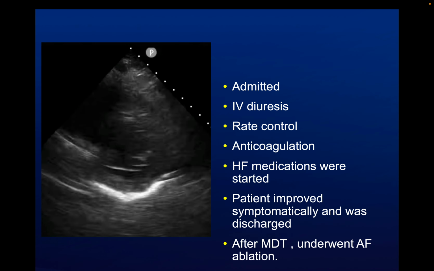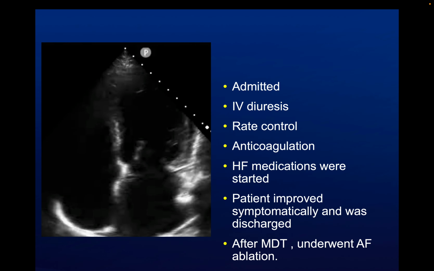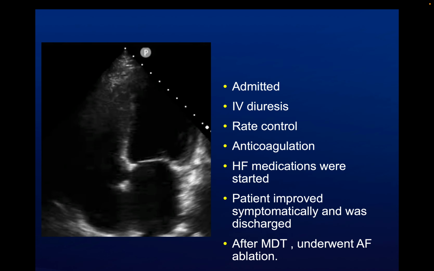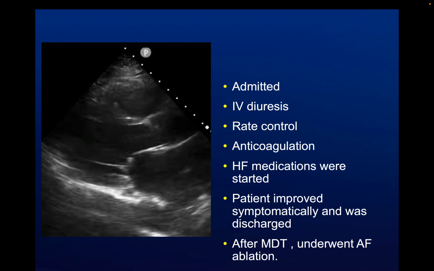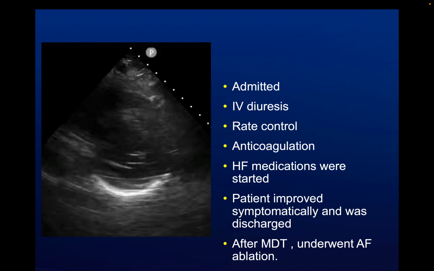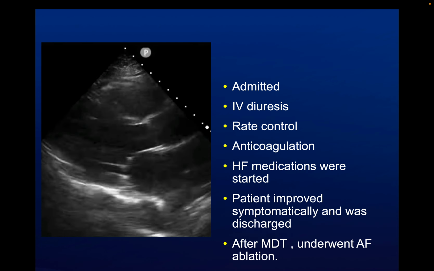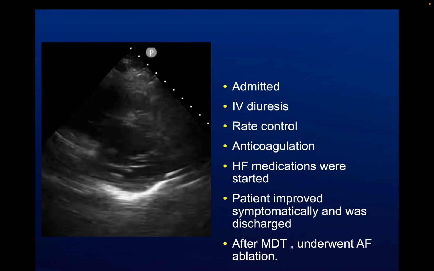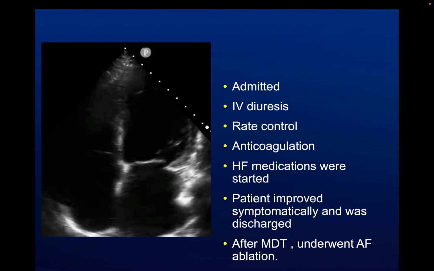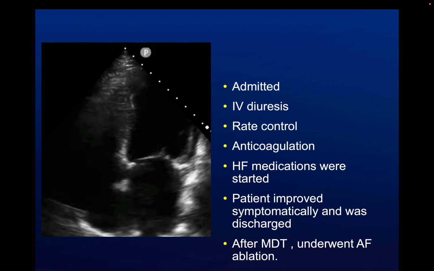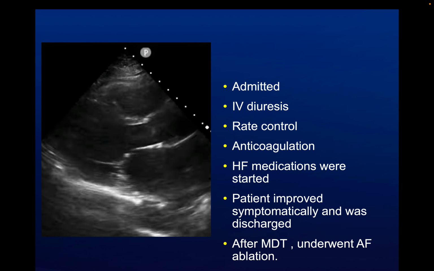He was admitted, IV diuresis done, the atrial fibrillation was controlled by rate control, anticoagulation was given, heart failure medications were started, and the patient improved symptomatically. When referred for a bypass surgery, the surgeons were apprehensive about taking him up. Therefore, he was then referred to the electrophysiology department for further management.